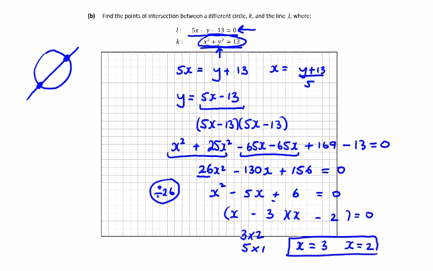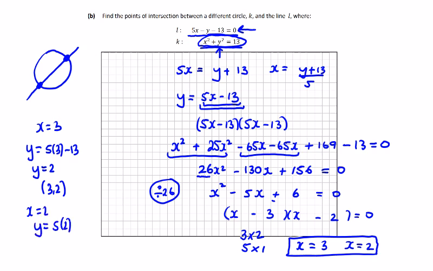So now I got to find out what y is. So when x is 3, y is 5x minus 13. 15 minus 13 is 2. So one of the points of intersection is 3, 2. When x is equal to 2, y is equal to 5 times 2 minus 13. Your calculator will do this for you, but 10 minus 13 is minus 3. So the other solution is when x is 2, y is minus 3.